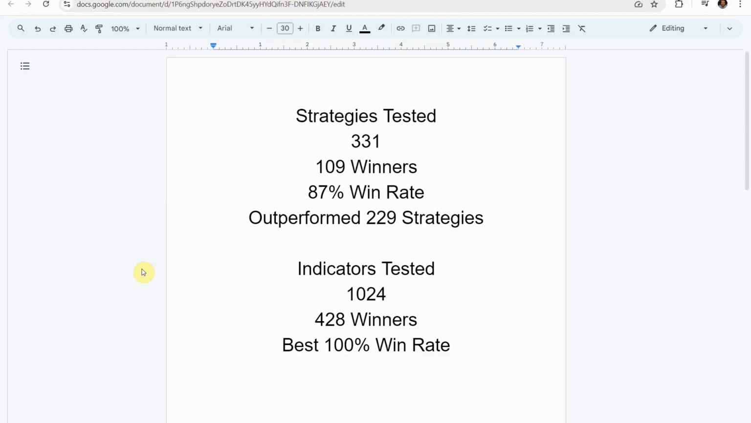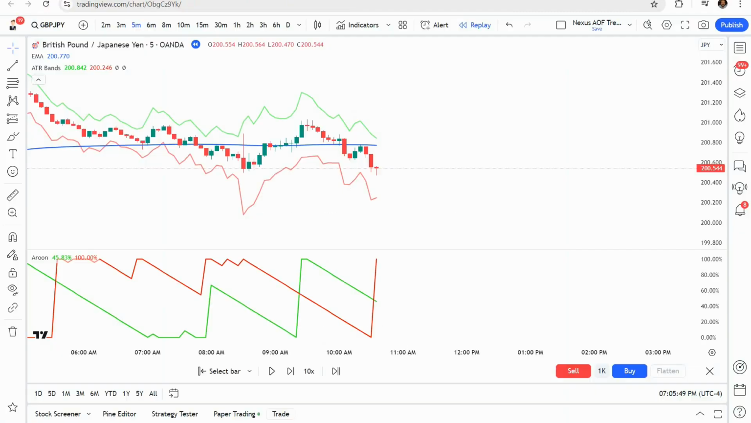Alright, as I said, today we will be testing a Forex day trading strategy. Before we do though, I wanted to put the testing scoreboard up for everyone to see. So to date, we have tested a total of 331 different strategies with 109 of them being winners. The best one so far was able to achieve an 87% win rate. That was achieved using the Academy of Forex indicator. And so far since we've been keeping track, it has outperformed 229 of the other strategies and indicators that we have put it up against. Every single one so far. We've also tested a total of 1,024 indicators with 428 of them being winners.